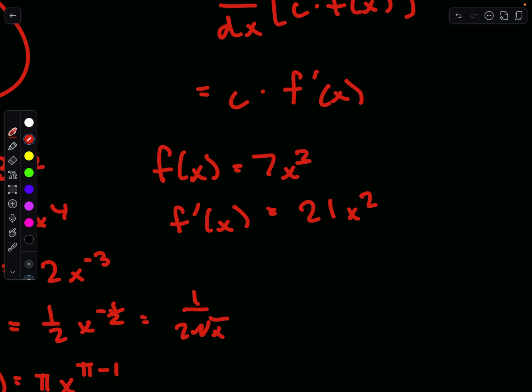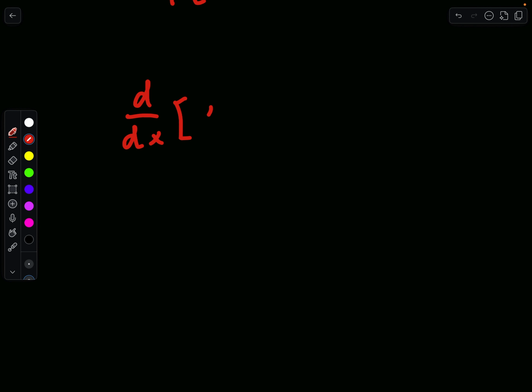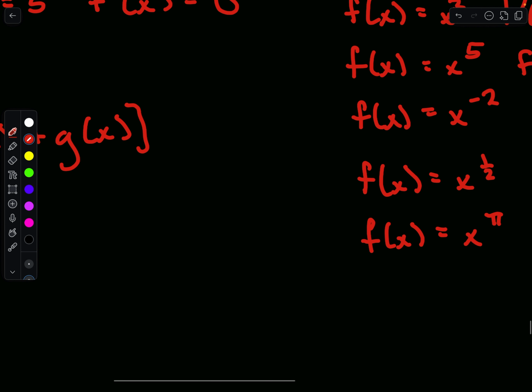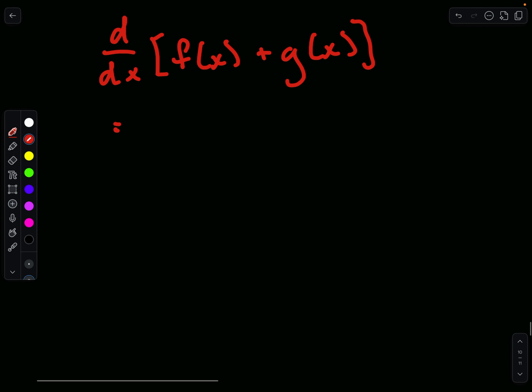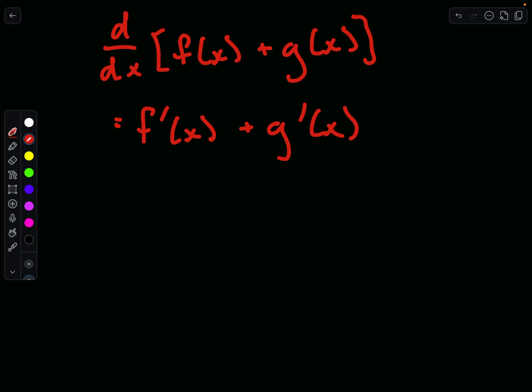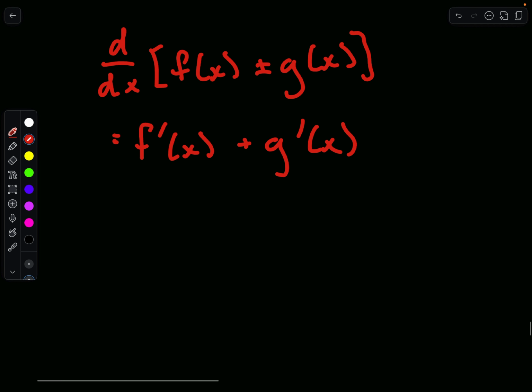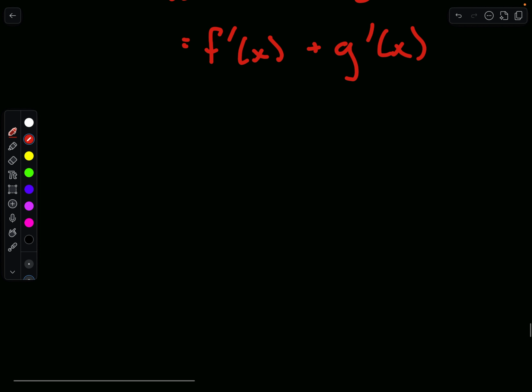Now let's look at the sum and difference rules. So if we have d/dx of f of x plus g of x, this is going to be equal to f prime of x plus g prime of x. So really, you can see that the derivative rules are distributive. You can distribute them across addition and subtraction.